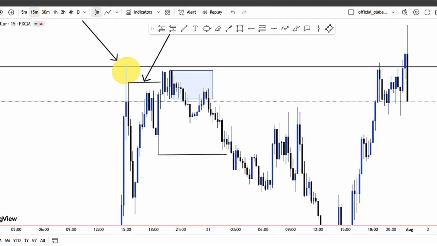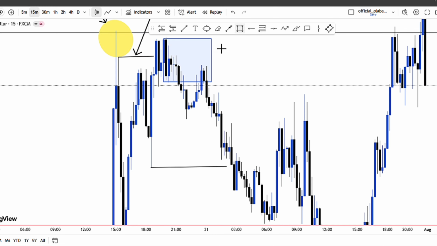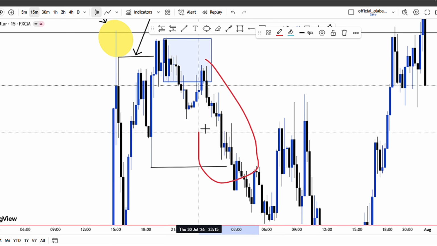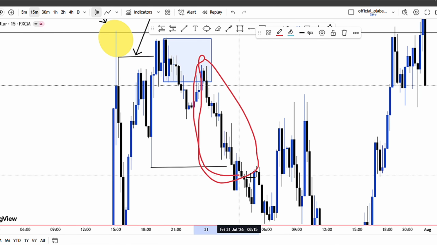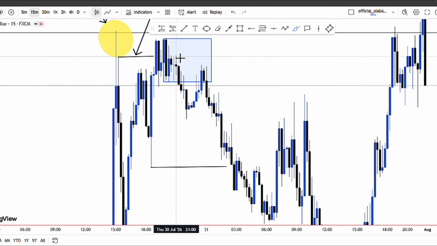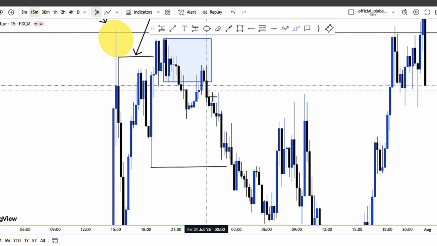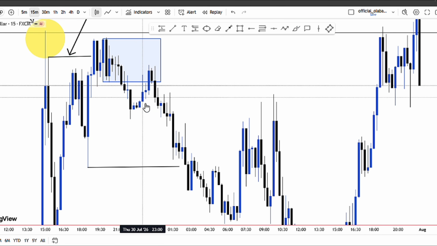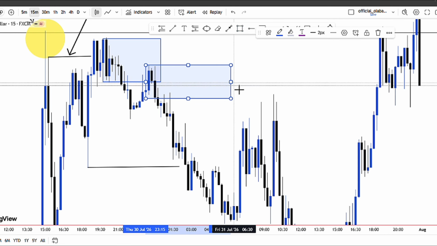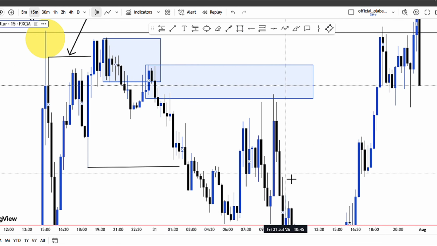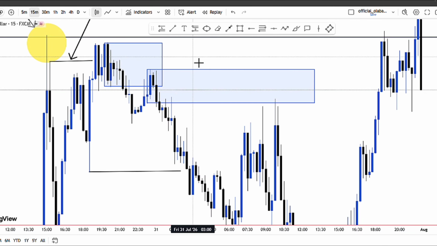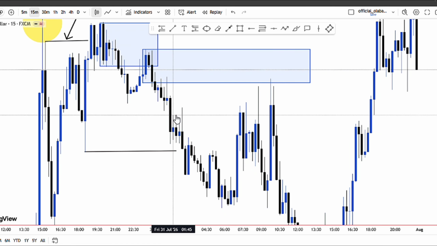Now, from this place to this place is where we want to look for our entry, because this one here has been mitigated. So where's the last candle here? Look at it. Just basically mark out this zone. Boom. That is where you want to wait for the price to come back to.